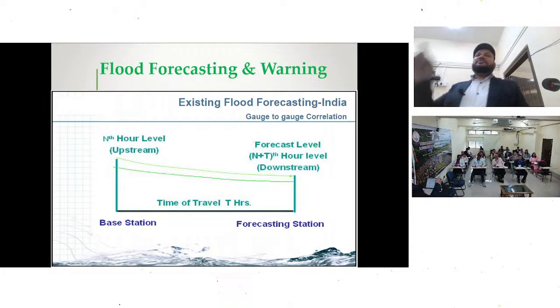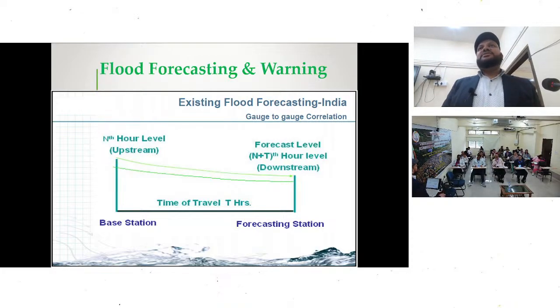Suppose it takes 72 hours. If there is a peak flood today, then we can forecast that this peak flood will reach Guwahati on the 28th, since today is the 25th. So how much water will come can be calculated.